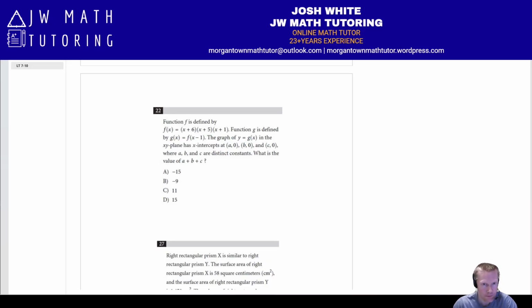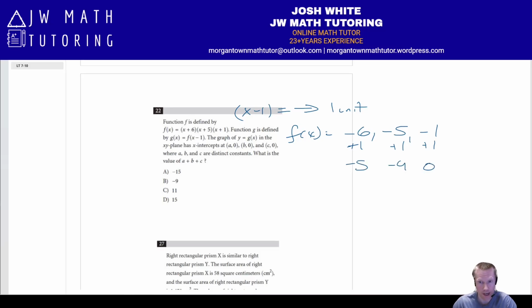So the intercepts for the original, or for f of x, are going to be -6, -5, and -1. This x minus 1 inside the parentheses is equivalent to a shift to the right of 1 unit. So that means you add 1 to each of these, and you get -5, -4, and 0 as your new x-intercepts. So maybe this is a, this is b, this is c. Add them together, what do we get? -9. The correct answer for this one is letter B.